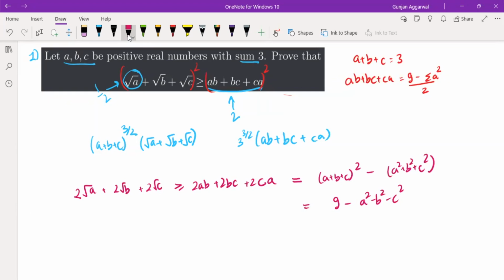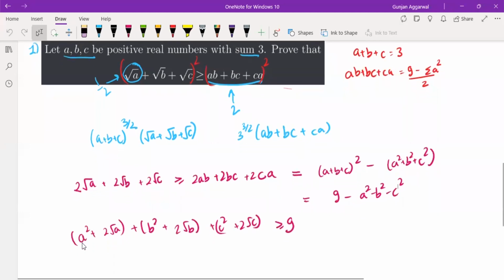So basically, you want to prove that a square plus 2 root a plus b square plus 2 root b plus c square plus 2 root c is greater or equal to 9.